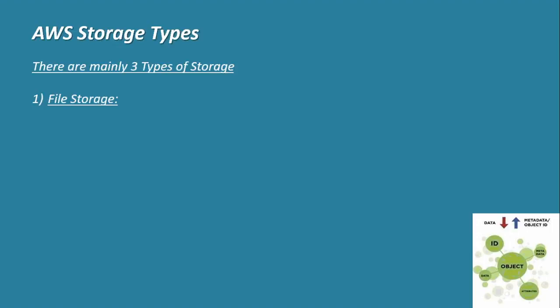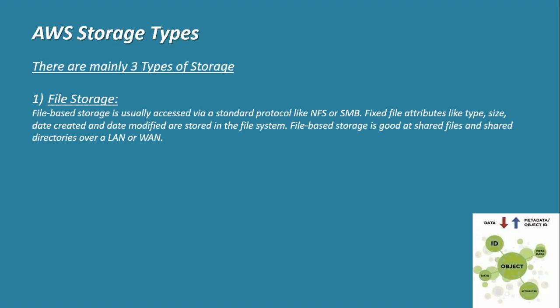There are mainly three types of storages. The first one is file storage. File storage is usually accessed via a standard protocol like NFS or SMB. They have fixed attributes like the type of file, whether it is PDF or doc, the size of the file, and the date when it was created or modified, basically stored in the file system. This is good for sharing files across the LAN. A typical example is NetApp or a file server where a number of users are accessing the files over the local area network.